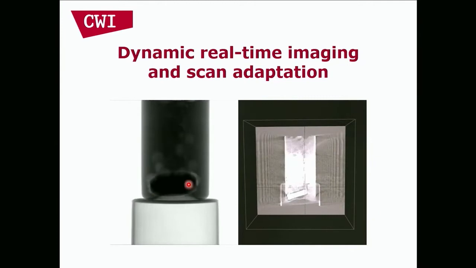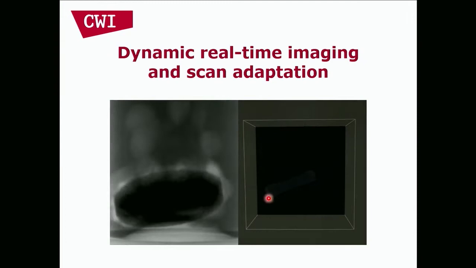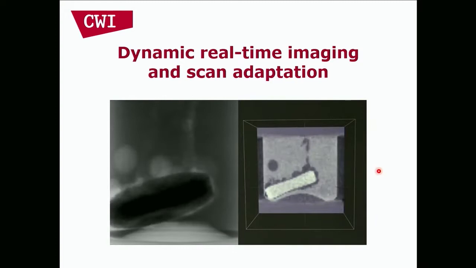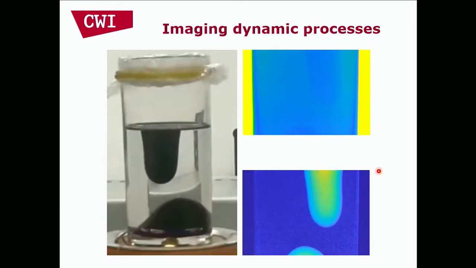So you can really adapt the scan parameters on the fly. And you see that the reconstruction now understood that, OK, we're in a new setting, and we zoom in. You can now see the fine features here. OK. Yeah, so the last example already showed that we are often interested in dynamic processes.